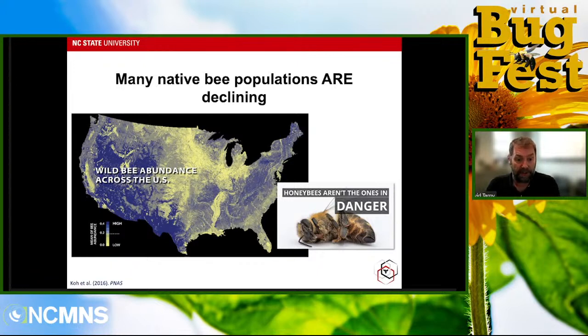So again, some very nice work that has been published shows that the darker areas of this map here are where there are significantly lower abundances of many different important native bee species in the US that are contributing to our food supply. So honeybees really aren't the ones in danger. It's the native bees that are, again, because we can't manage them or affect their numbers in the same way that we can with social insects like honeybees.